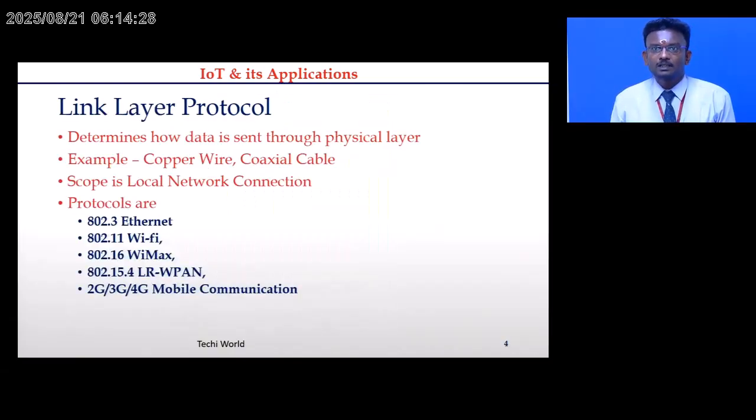The link layer determines how the data will be sent to the physical layer. It deals with the physical layer. The link layer is a combination of the physical and data link layers. Here they use copper wire and coaxial cable for the connection, and the main scope is on the local network connection only. The protocols used are 802.3 Ethernet. If we use Wi-Fi in our IoT device, then we choose the protocol 802.11 Wi-Fi.